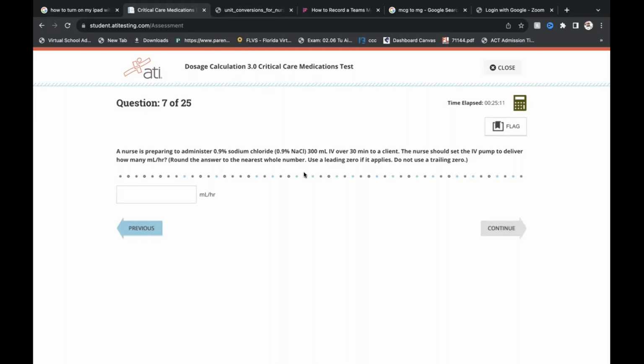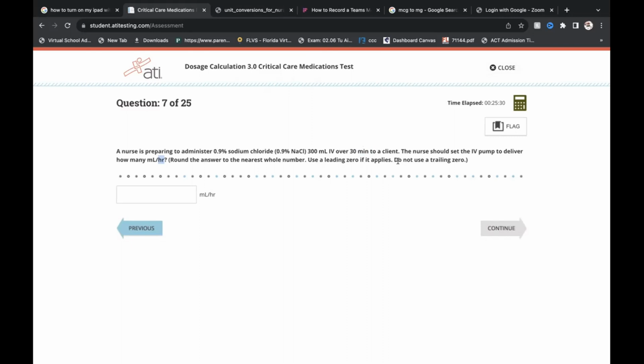This whole number means no decimal point. I don't know if I said that before, but yeah. All right, so we have the milliliter, but we have it in minutes. We need to convert this minute to hour. How are we going to do that?